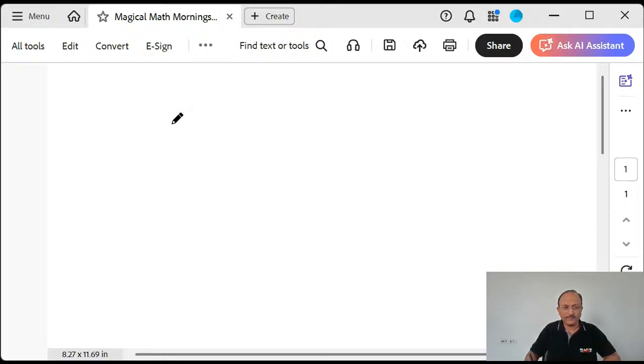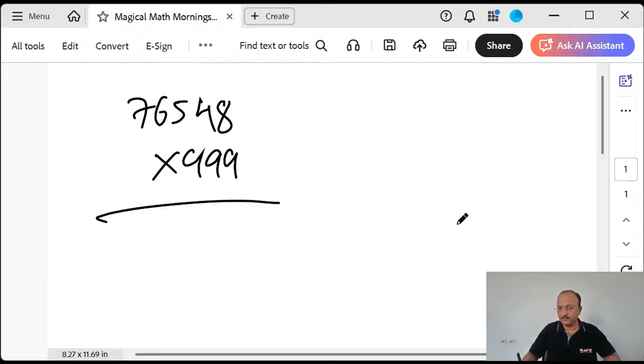Let's take 76548 into 999. Make a part of this. From 76548, you subtract 76 and less 1, or else directly you subtract 77. Correct now? Okay, you didn't understand. So what we do in this method, there are 3 nines. Therefore, I'll make this into 2 parts with 3 digits of 9 here and the rest of this here. 76 you are going to subtract from 76548.